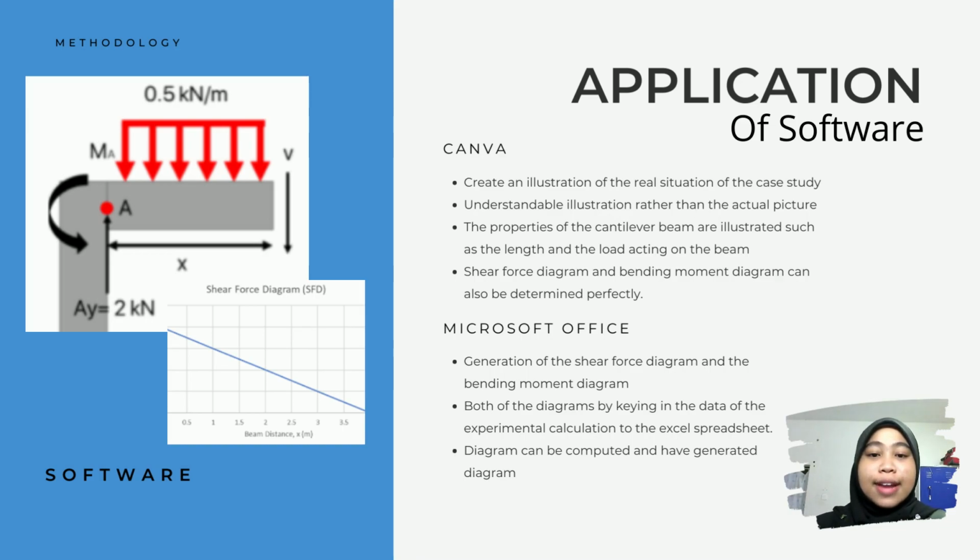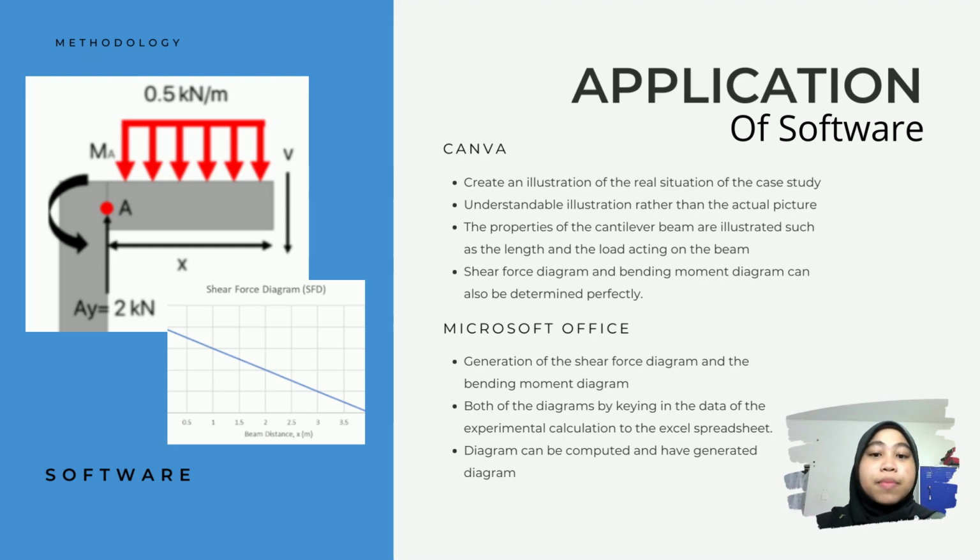Canva is one of the software used while conducting this case study. Canva is used to create an illustration of the real situation of the case study. This is to create a more understandable illustration rather than the actual picture. In the illustration, the properties of the cantilevered beam are shown, such as the length and the load acting on the beam. This way, a better understanding can be obtained, the analysis of the structure can be examined precisely, and the shear force diagram and the bending moment diagram can also be determined perfectly. Next, Microsoft Excel, which is utilized for generating the shear force diagram and the bending moment diagram.